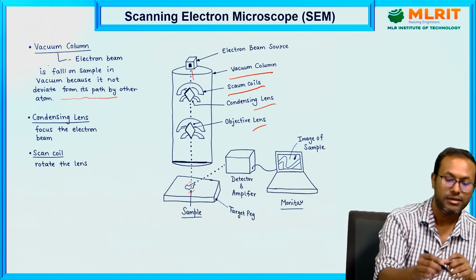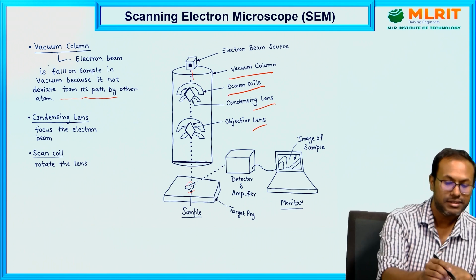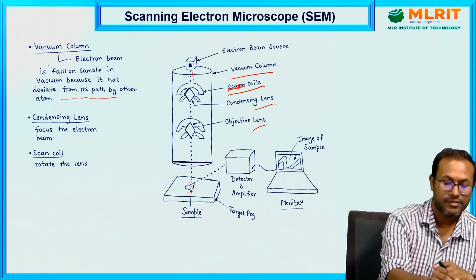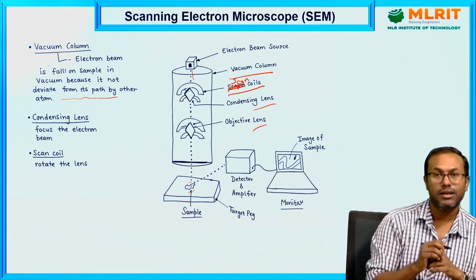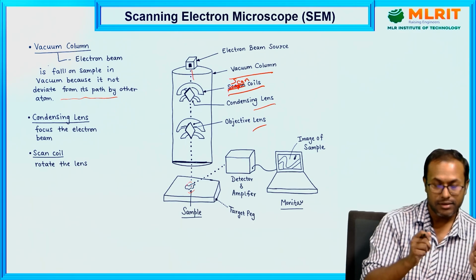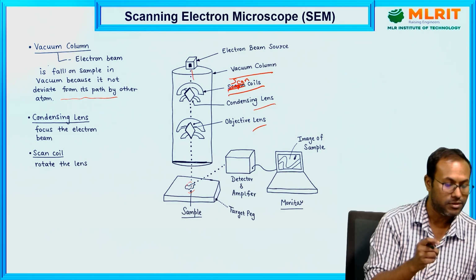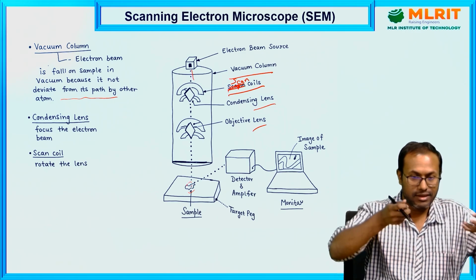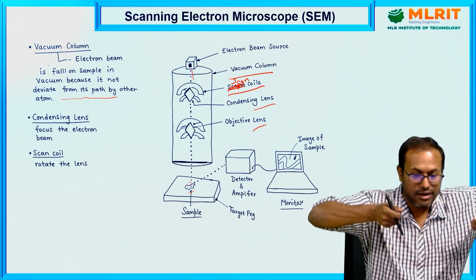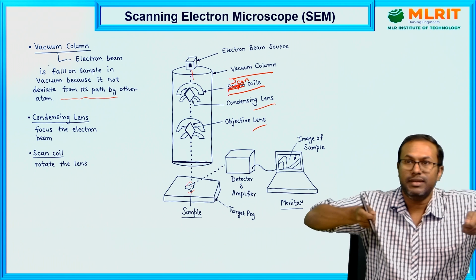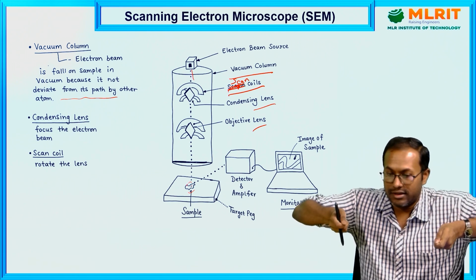It is very important. The scan coil rotates the coil. If we rotate the coils, it basically rotates the lens. The purpose of the scan coil is to rotate the lens. Suppose there is a condensing lens and an objective lens. The scan coil is just a holder. It holds the lenses, okay, and holding the lenses means it rotates the lenses.